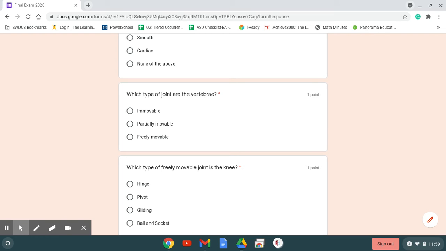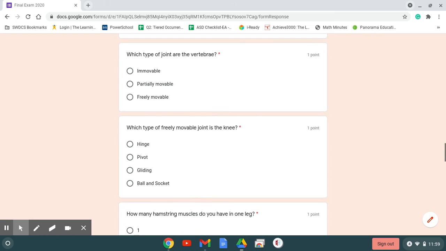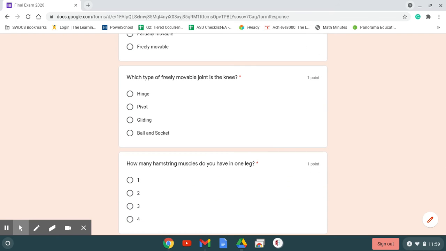Which type of joint are the vertebrae? Immovable, partially movable, freely movable? Which type of freely movable joint is the knee? Hinge, pivot, gliding, ball and socket?